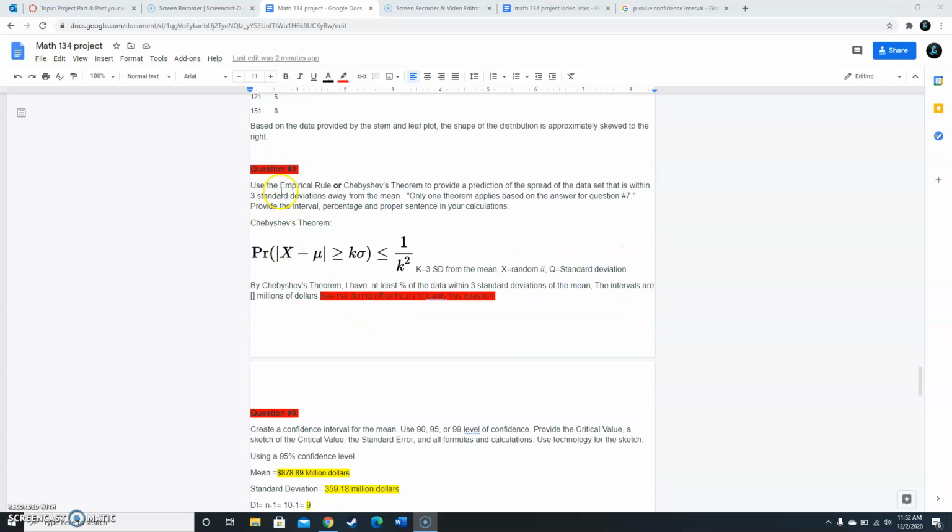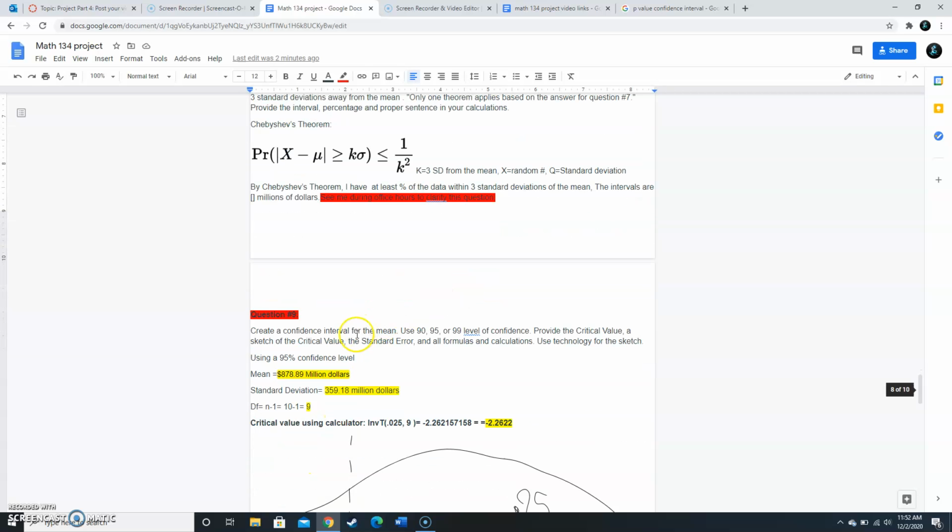Question 8 was: use empirical rule or Chebyshev's theorem to provide a prediction of the spread of data. I got confused on this question, but I have the theorem, Chebyshev's theorem, and here's the formula, but I wasn't able to figure out the actual answer.